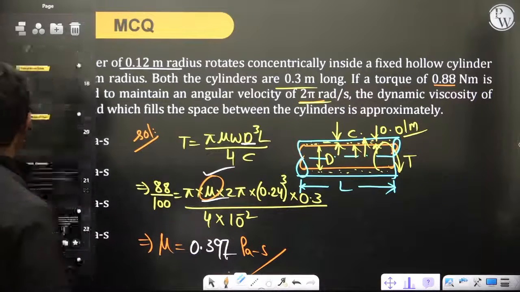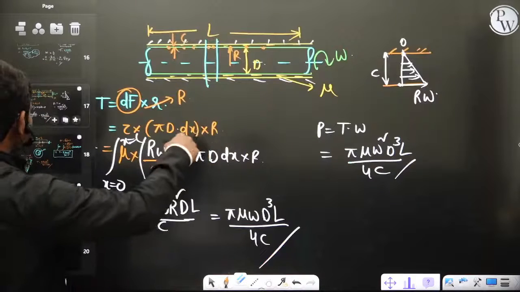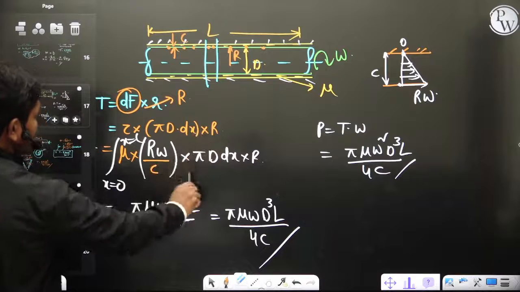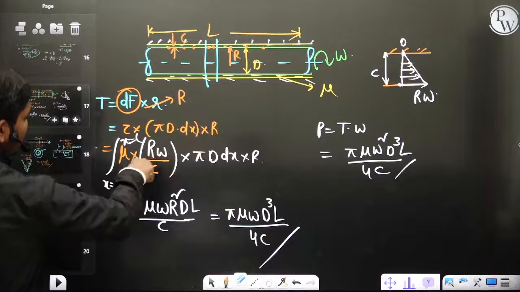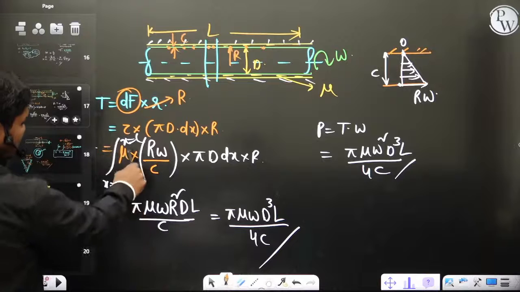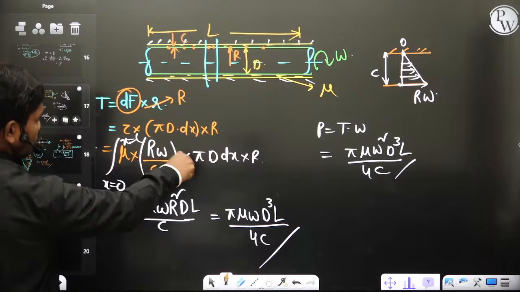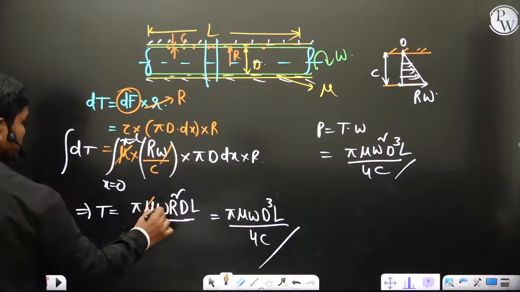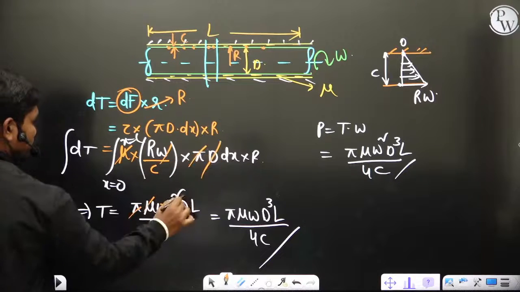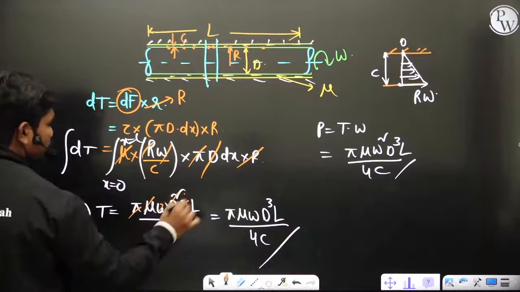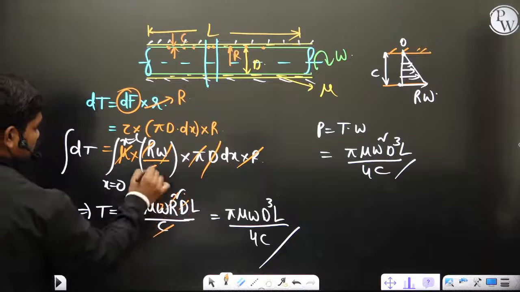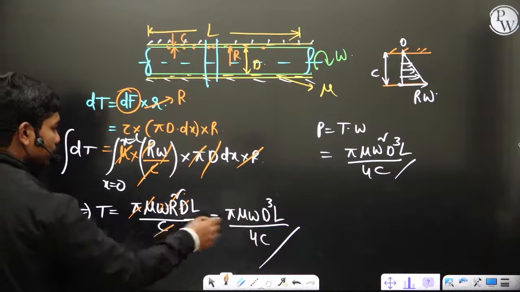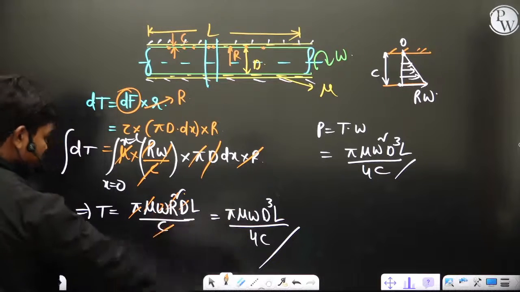We have calculated this. So T, the torque, is equal to tau into pi d dx into R, obviously, where mu into R omega by c is the shear stress, mu into velocity gradient. So tau is R omega by c into pi d into dx into R. If you integrate, mu comes out as constant, omega comes out as constant, pi comes out as constant, d comes out as constant, R square comes out as constant, and c also comes out. Integral 0 to L dx is L. So pi mu omega d cube L by, with R square written as d square by 4, so 4c. Yes, this is correct.